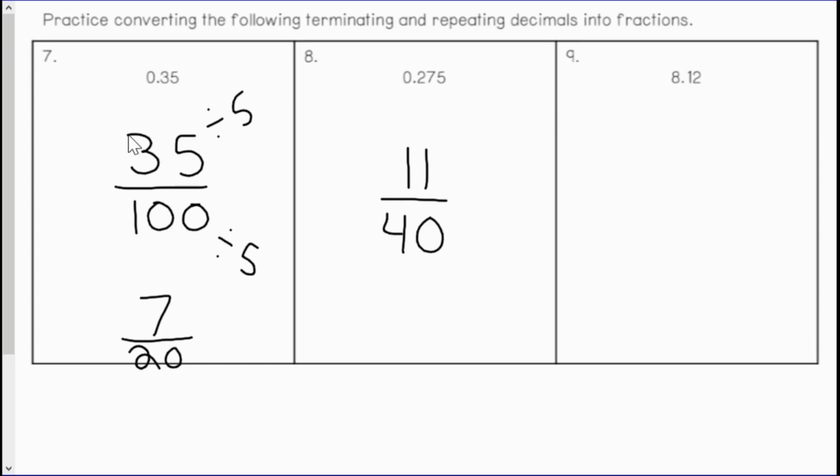Number 9, 8.12. Notice now I have a ones place besides my decimal. That ones place I will just leave and I won't touch. Then I will convert my 0.12 into a fraction. So I'd have 12 over 100, and I would simplify that. Simplifying 12 over 100, I'd get 3/25. So 8.12 as a fraction would be 8 and 3/25.